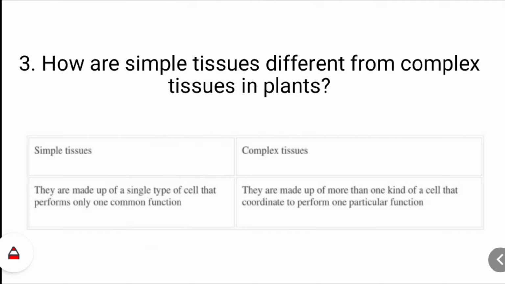Next, number 3: How are simple tissue different from complex tissue in plants? Simple tissues are made up of a single type of cell that performs only one common function. Complex tissues are made up of more than one kind of cell that coordinate to perform one particular function.